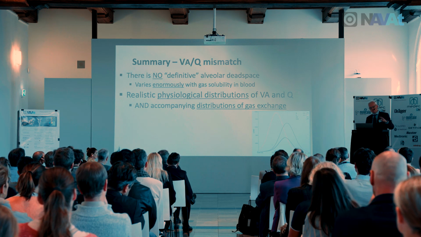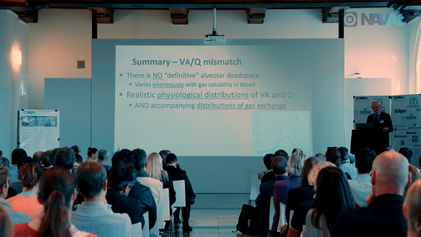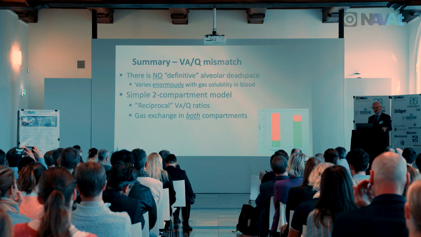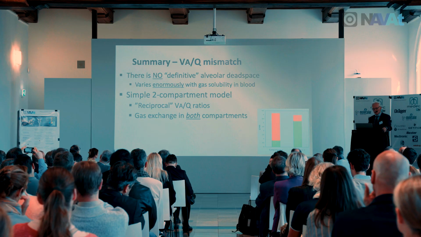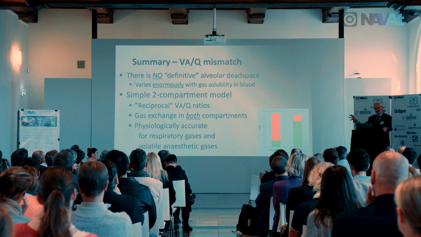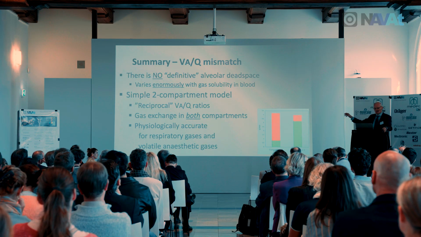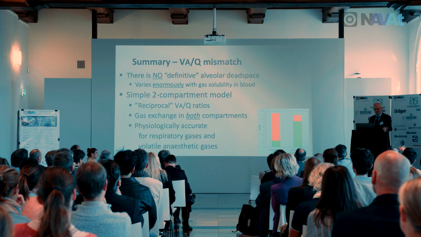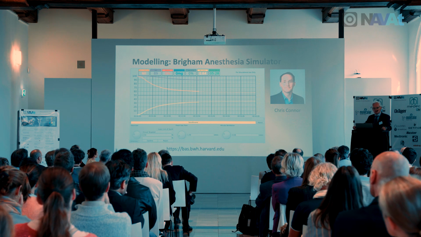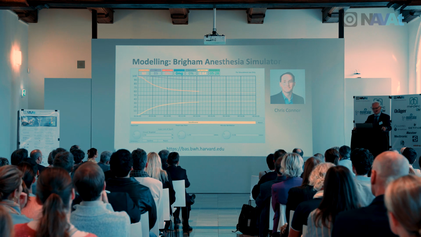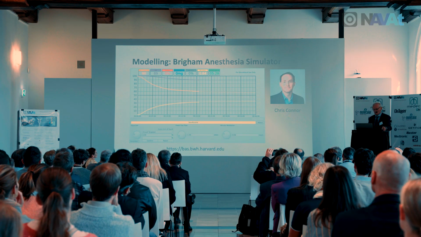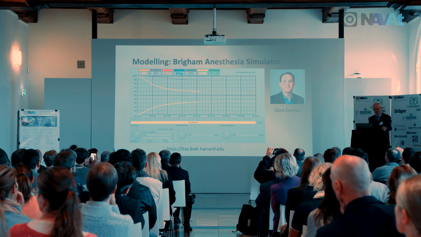Realistic distributions of V and Q do a very good job of understanding the behaviour of our gases because they allow us to generate these distributions of gas exchange. But it turns out that the simple 2-compartment model of reciprocal VQ ratios does an equally good job. Importantly, there's gas exchange occurring in both those 2 compartments. That's why it works. And it does it for all the gases, respiratory gases and all the anaesthetic gases. So, the good news is that you can try this at home yourself. This isn't terribly esoteric. You can actually apply this to your own work if you're interested in this topic.